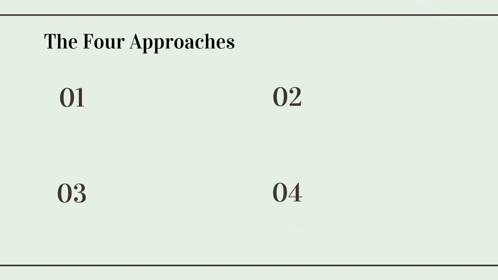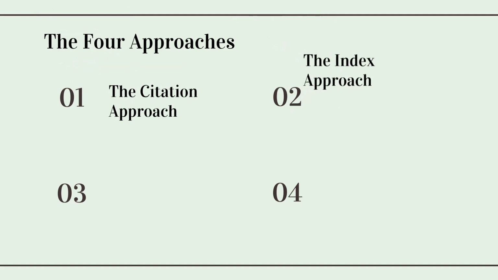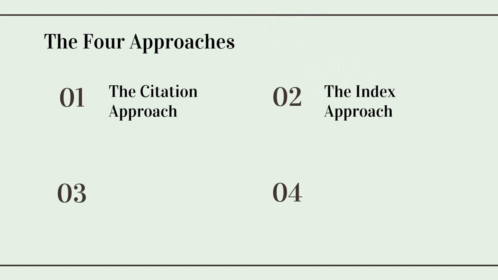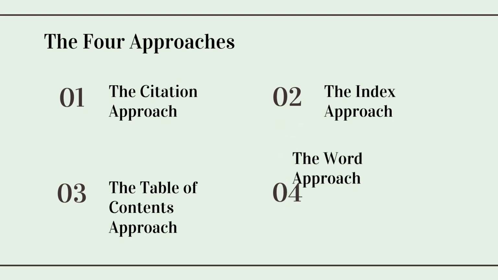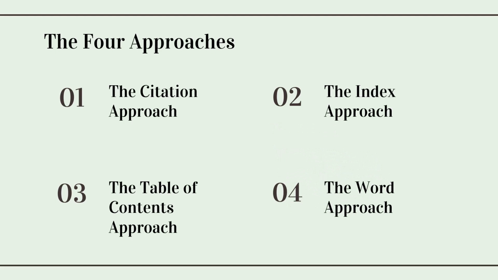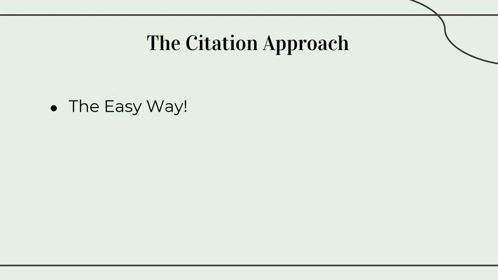So the 4 approaches. The citation approach, where you already have a citation to the item you want. The index approach, where you look up by search terms alphabetically. Then there's the table of contents approach, which in the context of doing case law research basically means using the West key number system. And the word approach, which is only when we're doing online research. So let's look at each one of those a little bit.